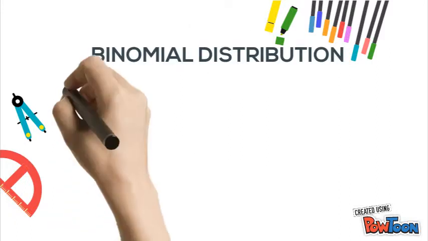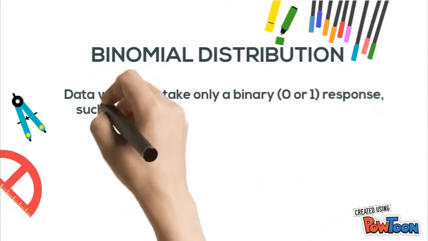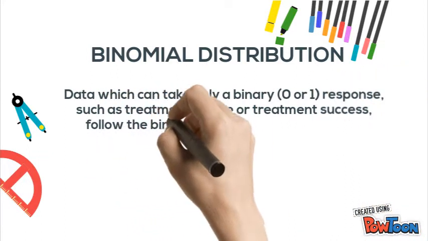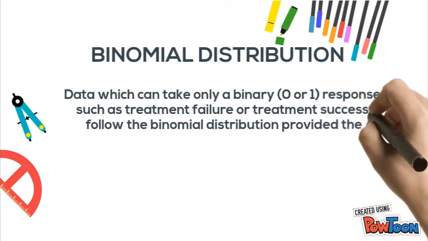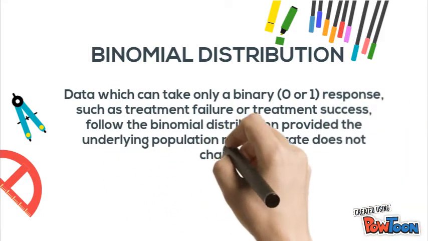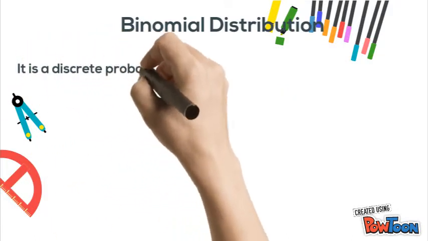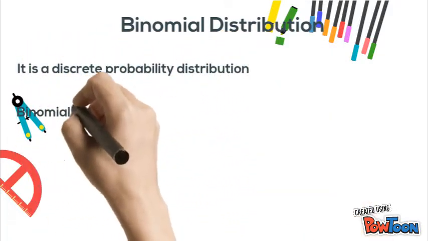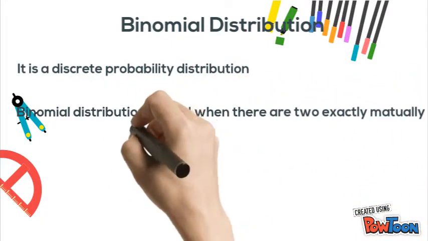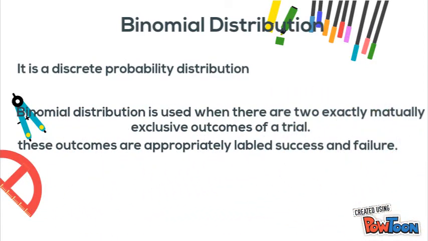Next is binomial distribution. Data which can take only a binary, 0 or 1, response, such as treatment failure or treatment success, follow the binomial distribution provided the underlying population response rate does not change. It is a discrete probability distribution. Binomial distribution is used when there are exactly 2 mutually exclusive outcomes of a trial. These outcomes are appropriately labeled success and failure.